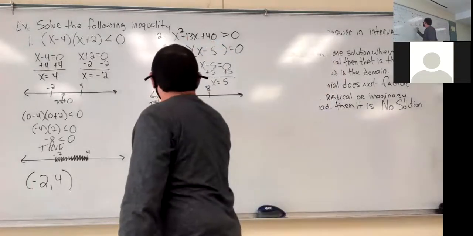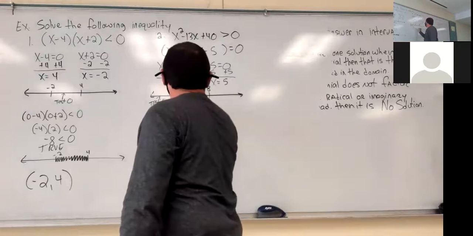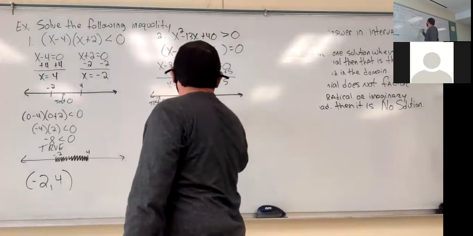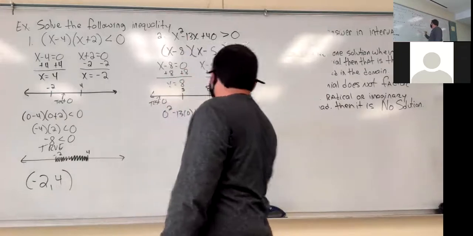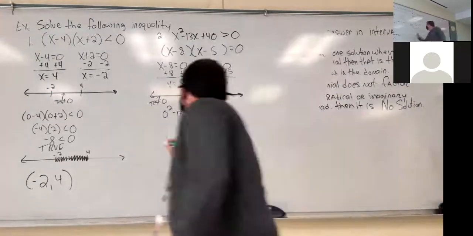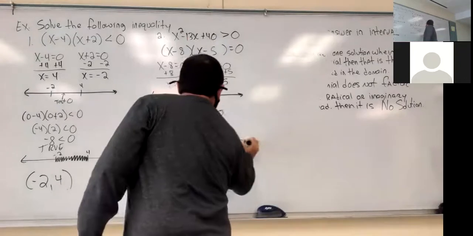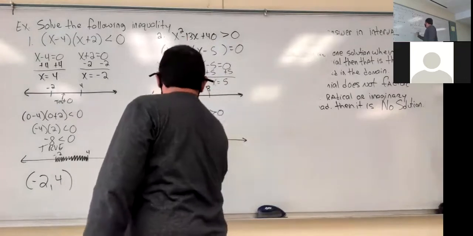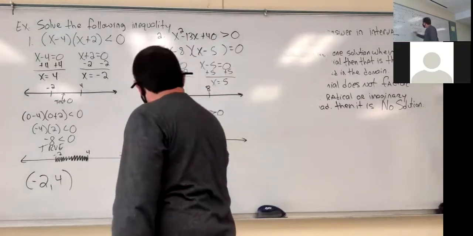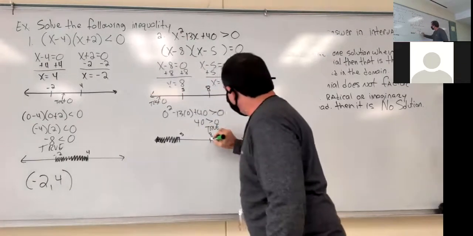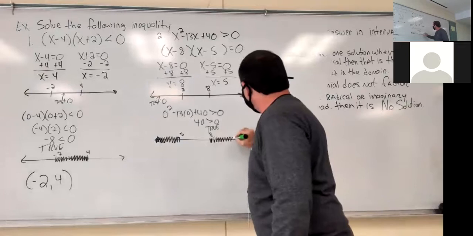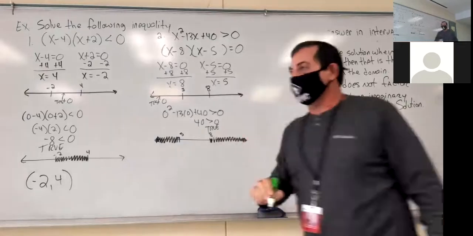So I'll write that when I did, but y'all said 40 greater than 0 was true. So technically, I'm going to shade where 0 was located, skip the middle section, and then shade after the 8.